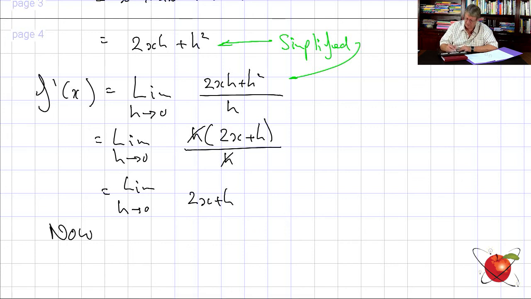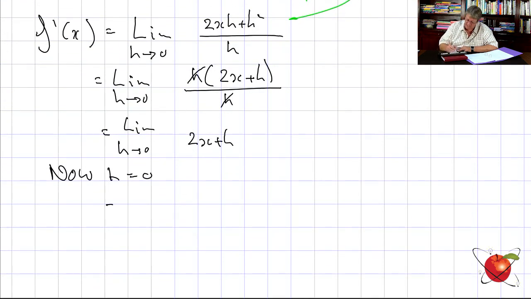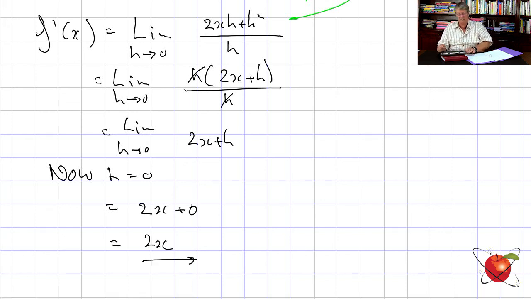Now, h equals 0, what happens? I can actually put it in. I say that's going to be 2x plus 0. So basically my answer is 2x. So the slope of the line, the tangent, at any point to that curve is 2x.